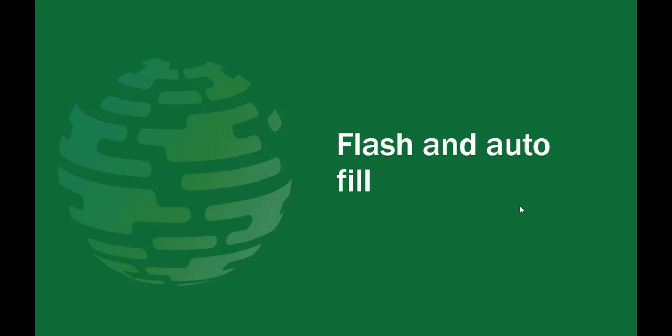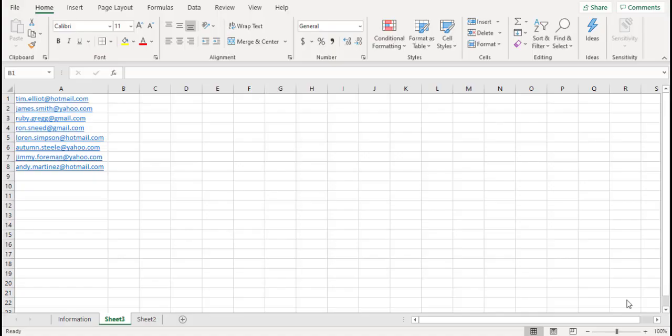Trick number 5 is flash fill and autofill. The data that I'm using for this is just emails, and they're just random made up names. So flash fill and autofill have a little bit of difference.